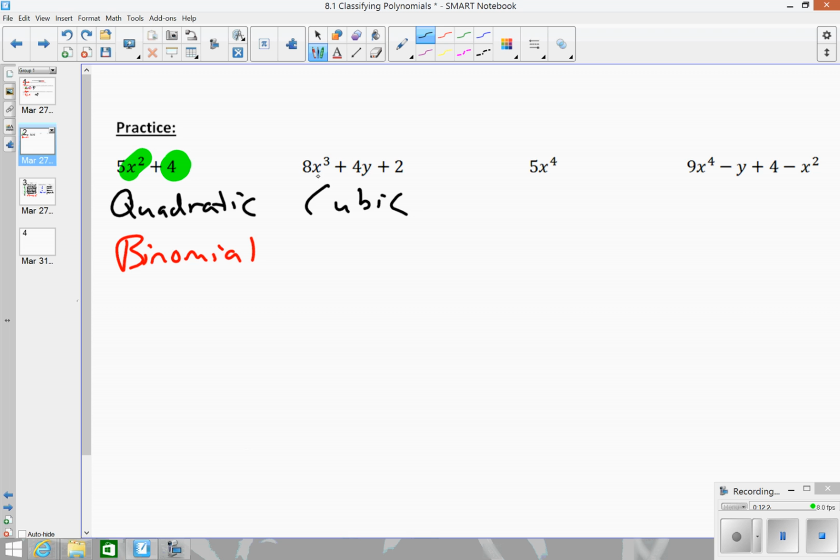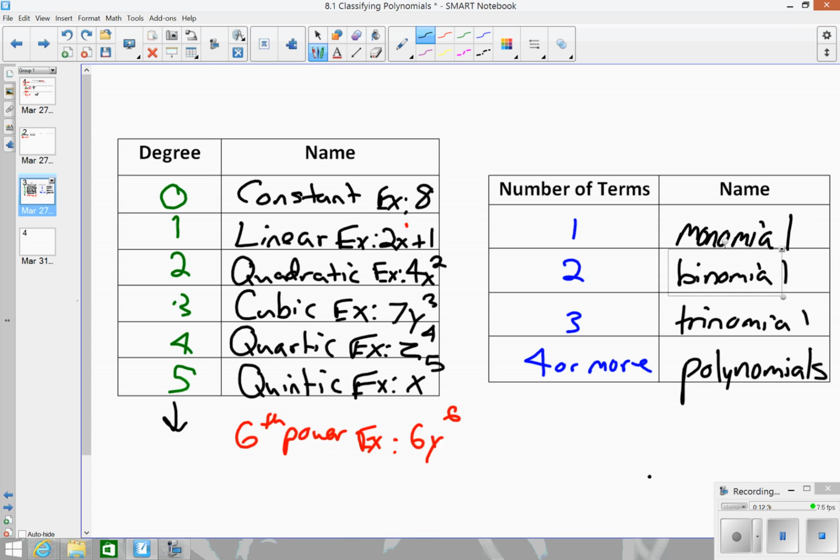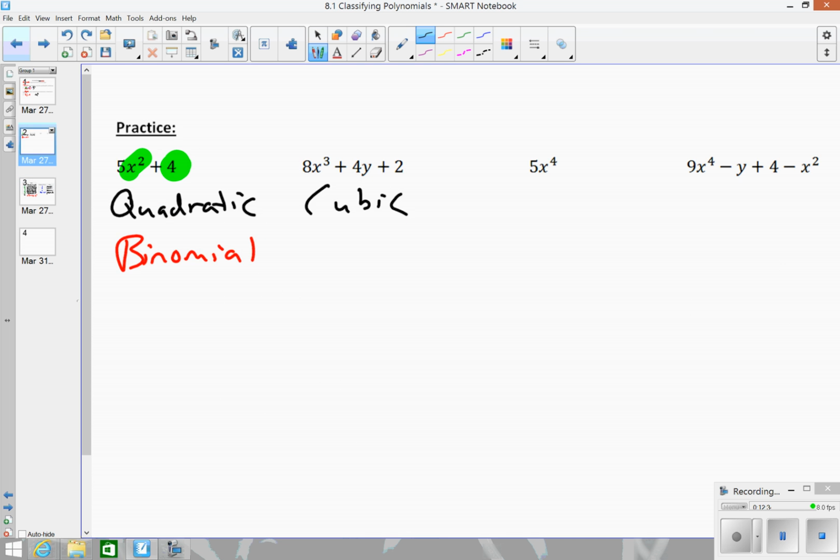and how many terms are we talking about? We're talking about 1, we're talking about 2, we're talking about 3. So something that has 3 terms is a trinomial. So let's go back. So this would be a cubic trinomial.